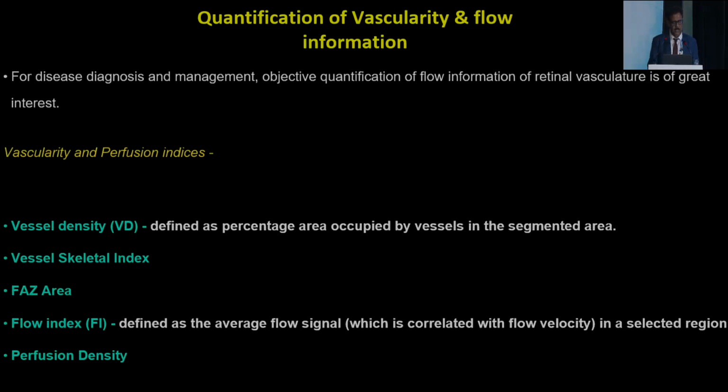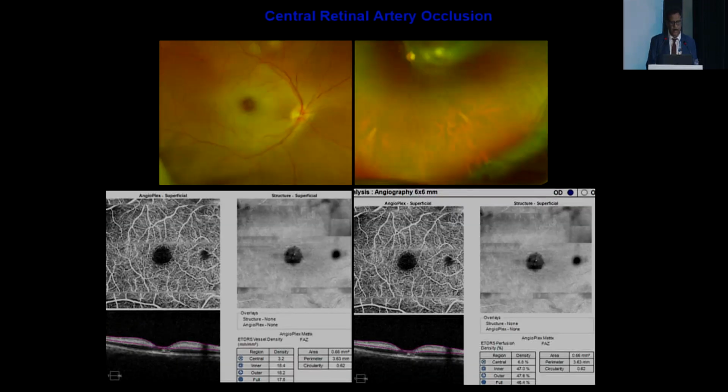vessel density, vessel skeletal density, perfusion density, flow index, FAZ area. So I'm giving a very practical example of this. This is a case of cilioretinal artery occlusion, where the capillary density, when the patient presented, the vessel density was 3.2, and the FAZ area is 0.66 millimeter square, and the perfusion density was only 6.8%.